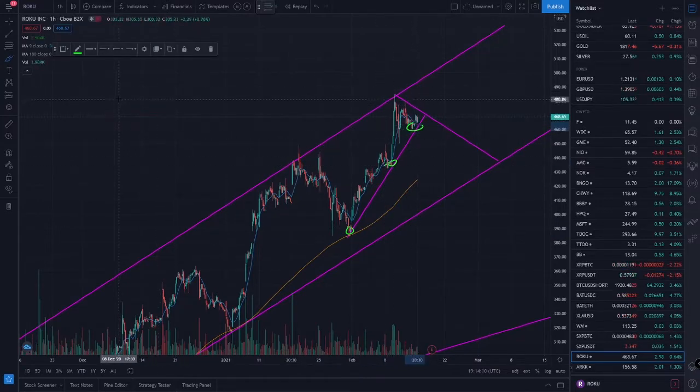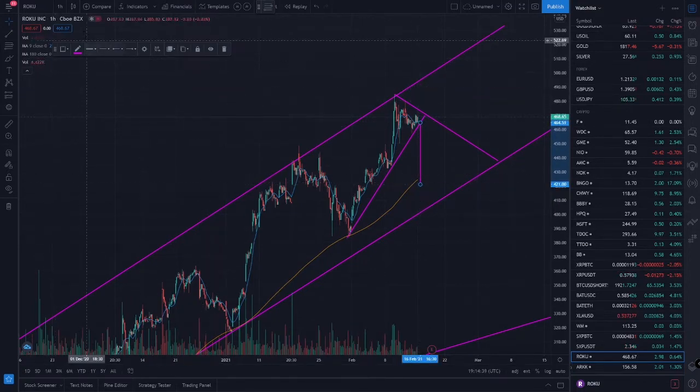What I'm thinking though is that this pattern is going to break down and come back in and get support down here. That's maybe a little bit bigger than I want it to be, something like this. And then from the triangle pattern, we would get this target. So from here, I think that there would be a correction down to around this orange line.